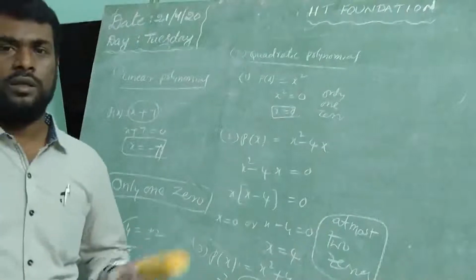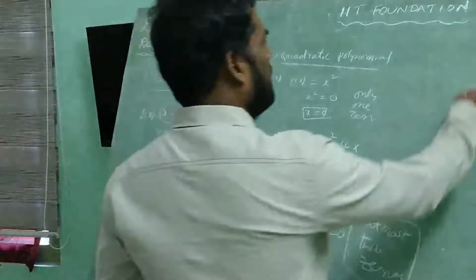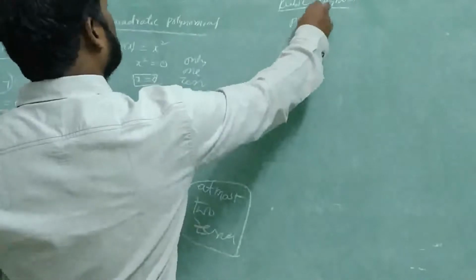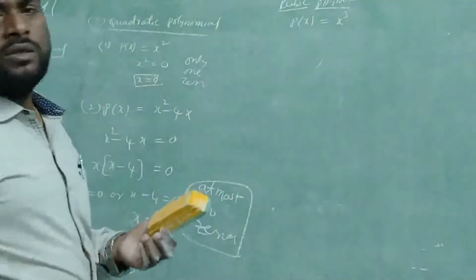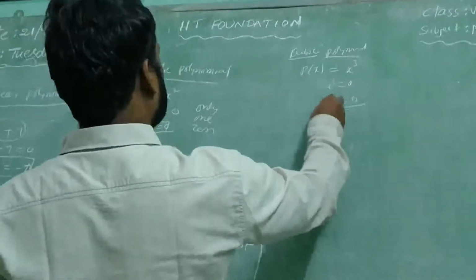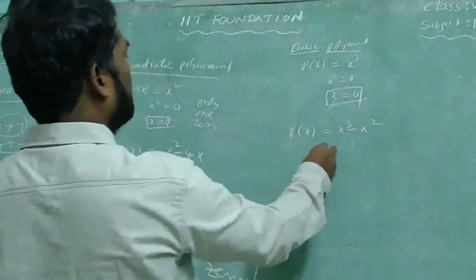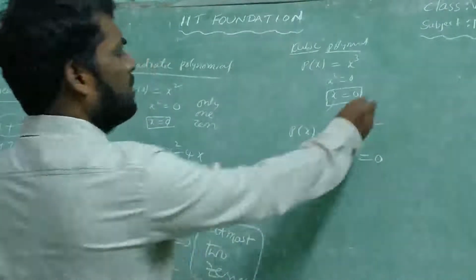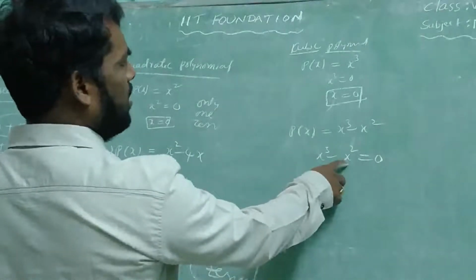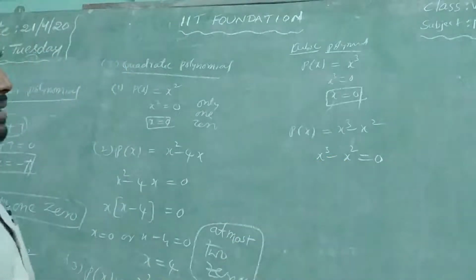Similarly, a cubic polynomial has at most 3 zeros. For example, for cubic polynomials, I am taking different types of examples. p of x is equal to x cube. How many zeros does it have? It has only one zero. x cube is equal to 0, then x is equal to 0. One zero. One more example, x cube minus x square. x cube minus x square is equal to 0. You can take x square as common, because x cube can be written as x square into x, and x square can be written as x square into 1.